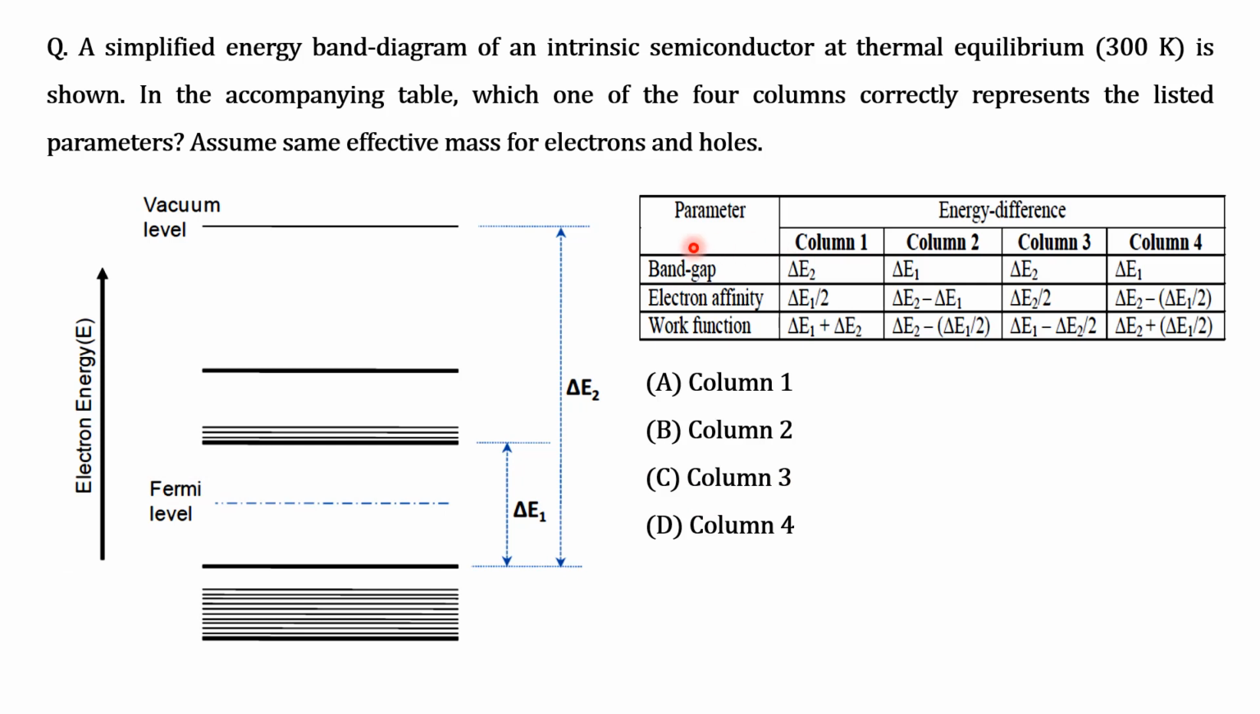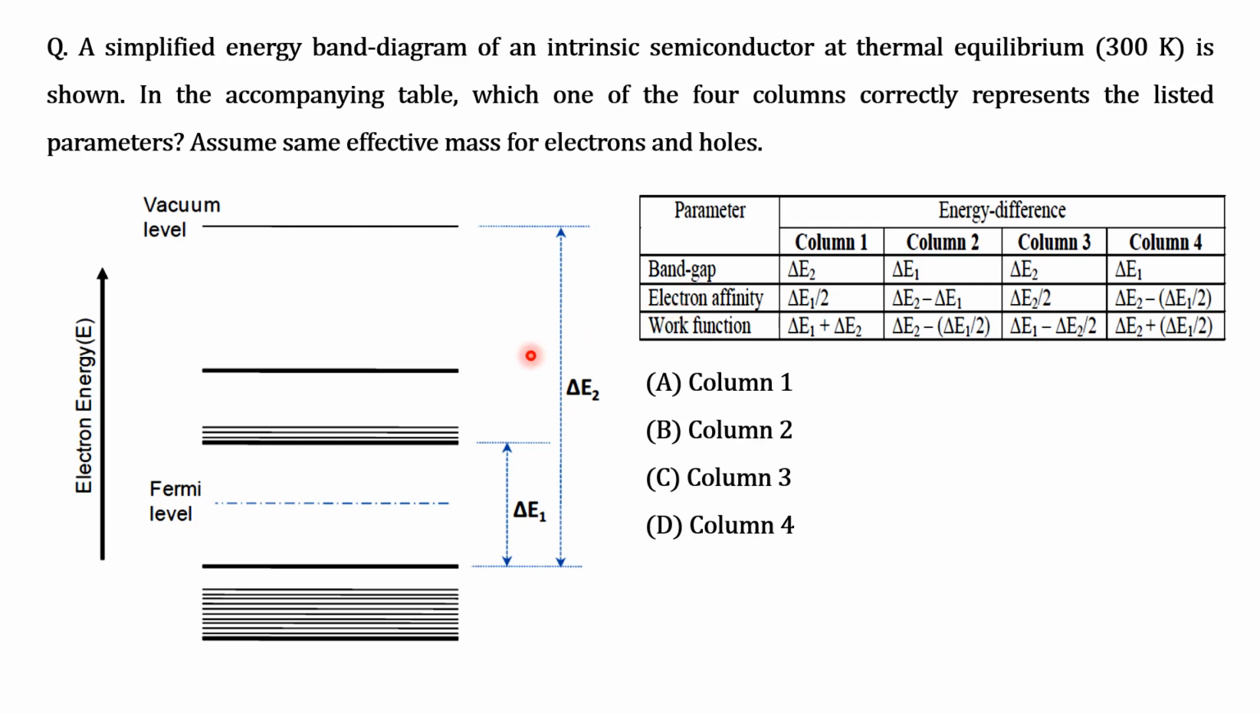First we have to say what the band gap is. Band gap is the energy difference between the valence band maximum and conduction band minimum. In this question, they have not marked what these values are, so we take this as the valence band maximum and this as the conduction band minimum. Between them we have delta E1, that is our band gap. Delta E1 being the band gap, we have two options, either column 2 or column 4.